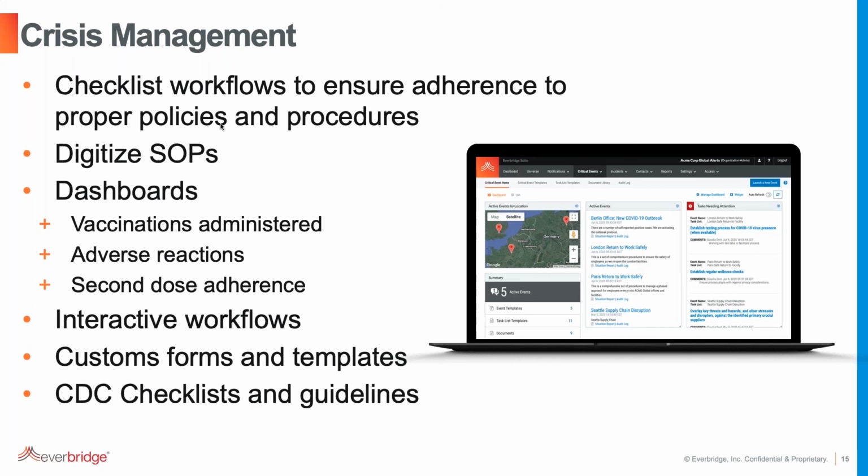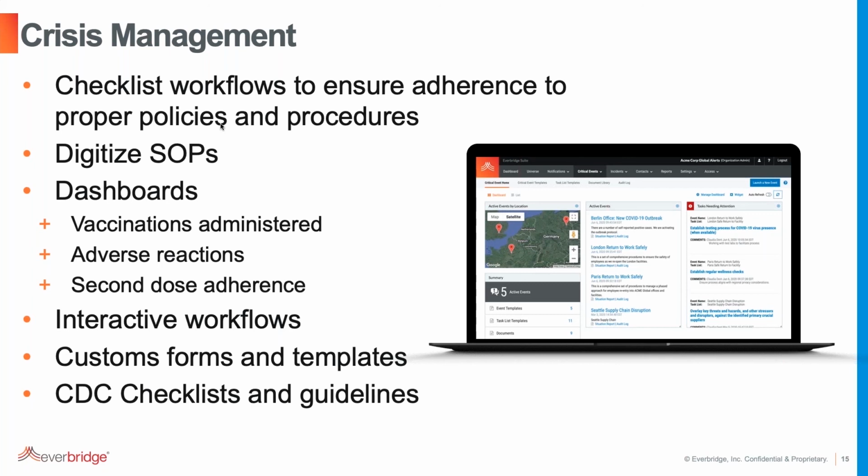Are they running out of PPE? Do they need more personnel on site? What are the issues that they're looking for? Being able to provide all of that through crisis management. Digitizing your SOPs so that they're easy to understand, being able to push them out across people's phones so they can read them, or a tablet.